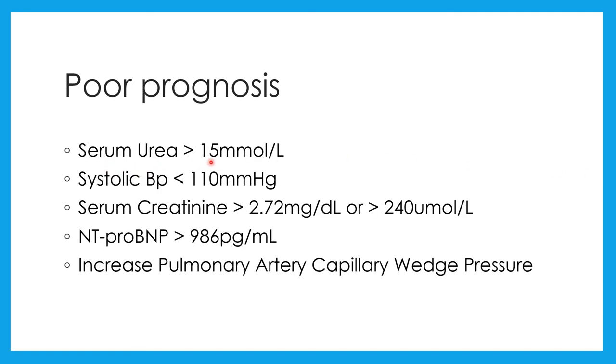Serum urea greater than 15 millimoles per liter is a bad prognosis. It means the kidney is in trouble when the creatinine is also greater than 2.7 milligrams per dL. Systolic blood pressure less than 110 millimeters of mercury is bad news. NT-proBNP greater than 986 picograms per ml is not good. Increased pulmonary artery capillary wedge pressure is bad news. So, all these are pointing to poor prognosis.